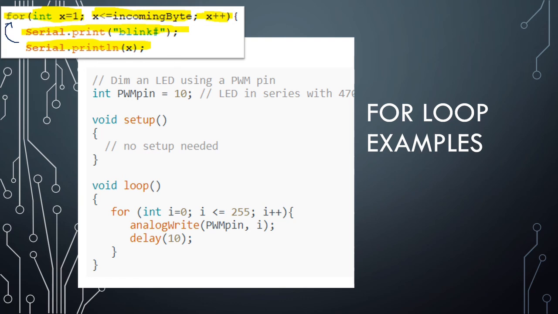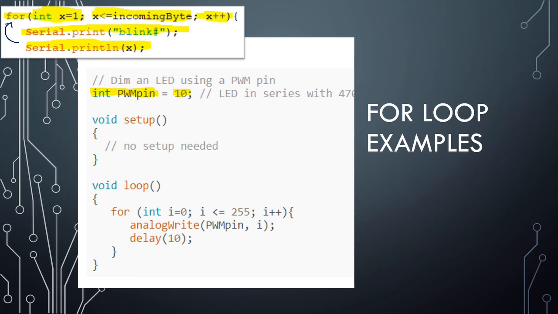All right, so I have another example down here in this larger snapshot. You can see this is part of a more complete code. We're declaring our pulse width modulation pin label to be an integer based on pin number 10. This is an LED in series. This says no setup needed here, but we would probably want to declare this pin as an output. You would want to do that.